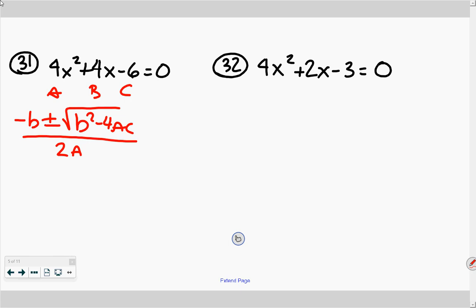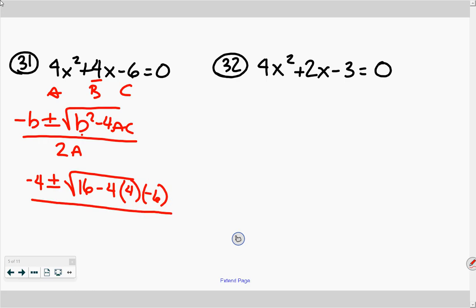Okay, so negative b. So my b is 4. Okay, so I'm going to put in a negative 4. Okay, I'm going to square my b, and we just said b was 4. So 4 times 4 is going to give me 16. And then I have a negative 4 times my a, which is 4, times my c, which is a negative 6. Okay, all of that's going to be over 2 times a. Well, my a was 4, so 2 times 4 is going to give me 8.